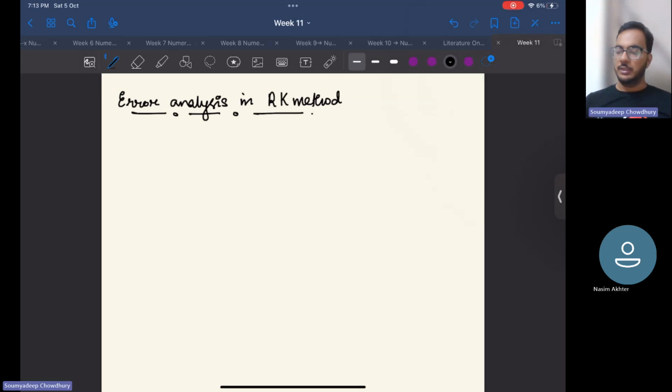So first we'll look into the error analysis in RK method. Then we will look into RK2. First we'll look into the RK2 method. Then we'll move to the Richardson's extrapolation. And then we will see the stability and the error order of Euler's method.